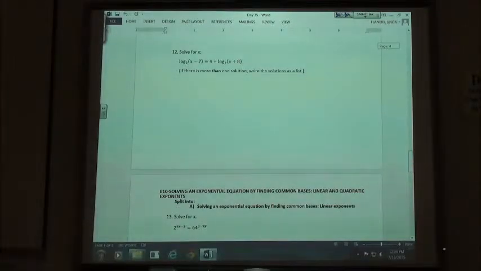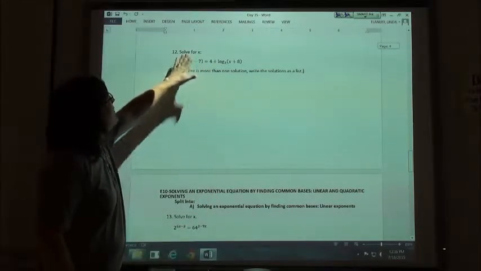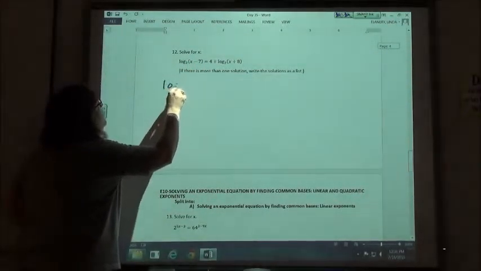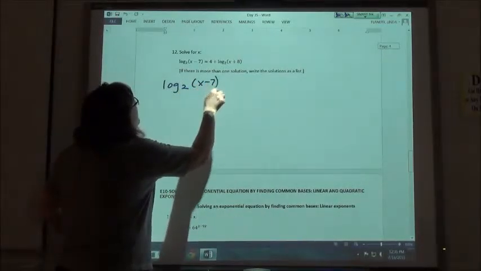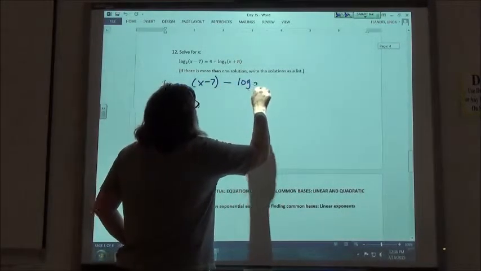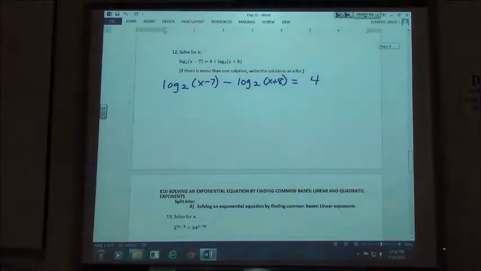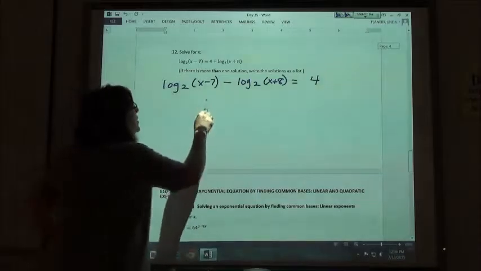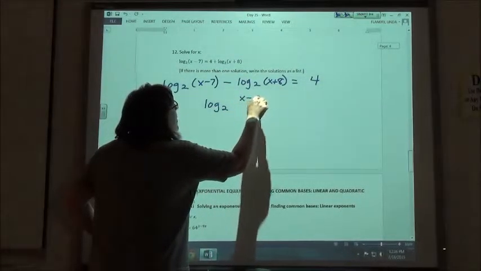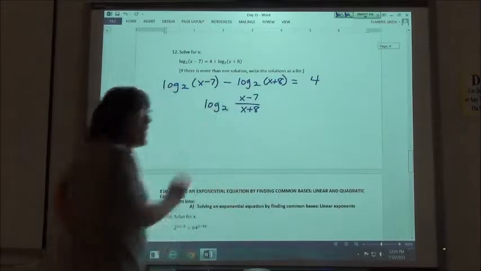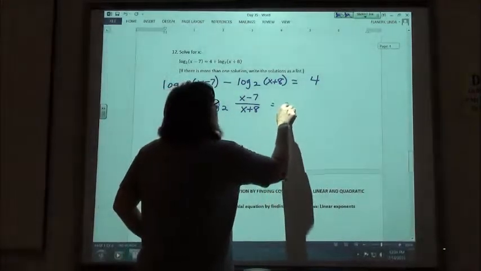So number 12. We're going to rearrange that, put our logarithms on the same side. The leading one I like to stay positive, so I'm going to have log base 2 of x minus 7 minus the log base 2 of x plus 8 equals my 4. So our rule with logarithms is when we subtract logarithms, we have to divide those values. So when I combine that into one expression, I have log base 2 of x minus 7 over x plus 8 then. Equals 4.